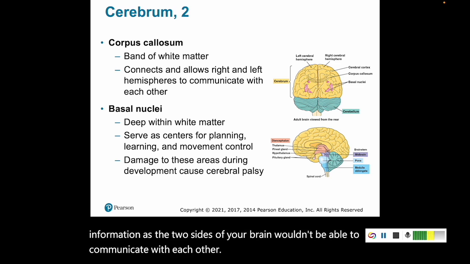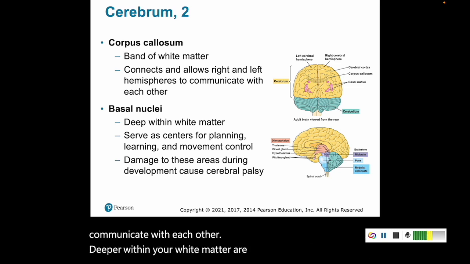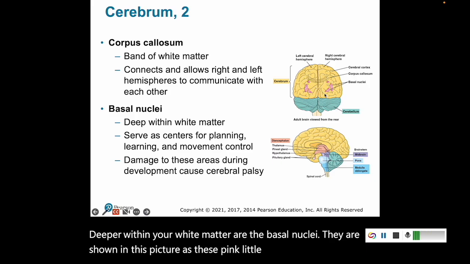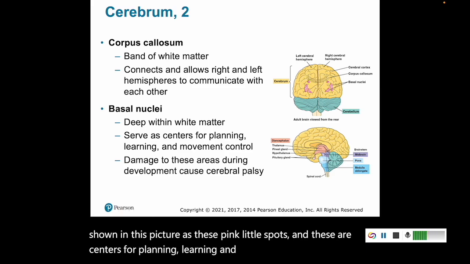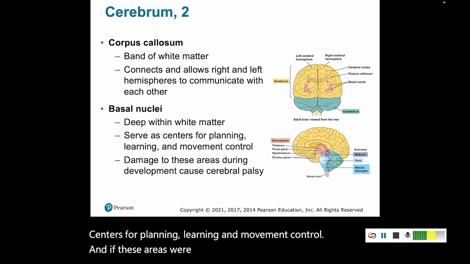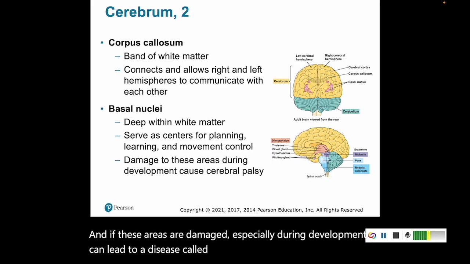Deeper within your white matter are the basal nuclei. They're shown in this picture as these pink little spots. And these are centers for planning, learning, and movement control. And if these areas are damaged, especially during development, it can lead to a disease called cerebral palsy.